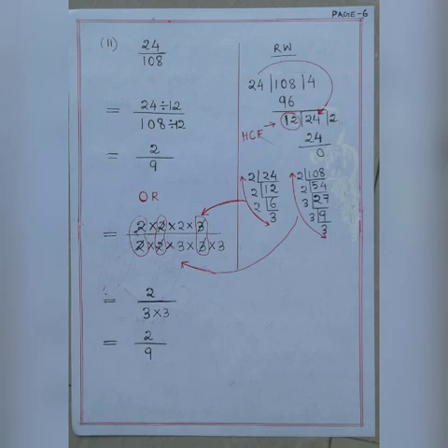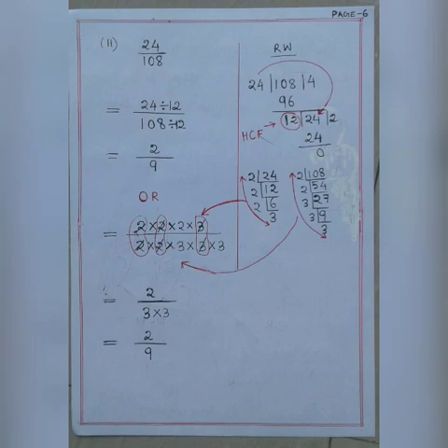Question number 2, 24 by 108, we have to reduce this fraction. In the right hand side, you can see I have done some rough work. I use the division method to find the HCF of 24 and 108, and I get it to be 12.